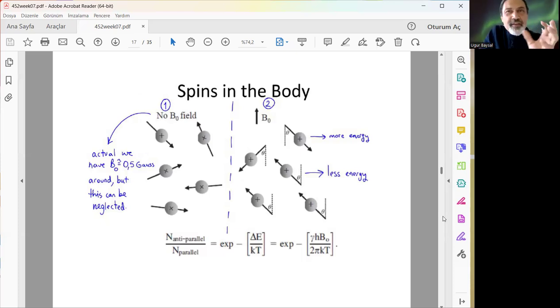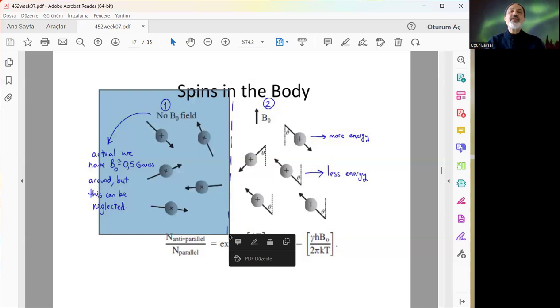So this is the situation of a group of protons in the body. At the left side, marked with 1 here, we have nuclei in random orientation. There's no strong magnetic field, so they are randomly oriented. There's no net direction or alignment of the protons in terms of their spins.